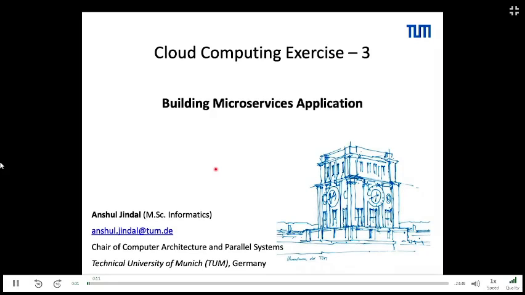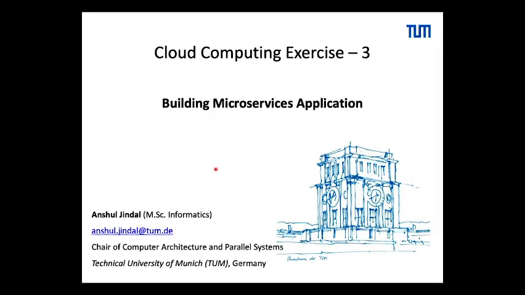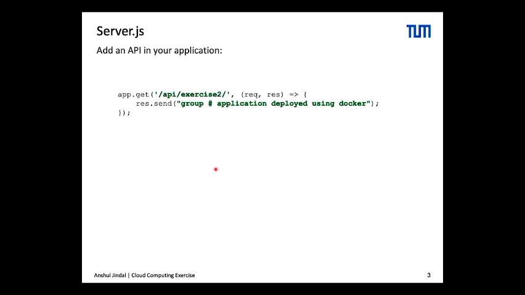Hi everyone. So today we will be doing the third exercise, which is building the microservices application. Before starting with the third exercise, I'll quickly go over the last exercise solution. In the last exercise, one of the tasks was to add an extra API which says your group number application deployed using Docker. It was quite easy.